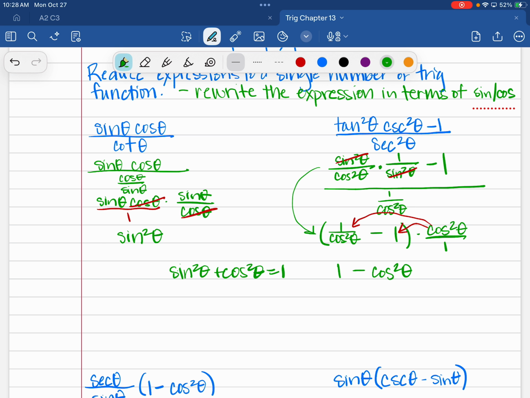If I try to rearrange that so that it looks like this, 1 minus cosine squared, that would be the same as if I subtracted my cosine squared from both sides. And I get sine squared equals 1 minus cosine squared. Well, so now I know that 1 minus cosine squared is the same thing as sine squared. That is my final answer. All of that stuff up here simplifies down to simply sine squared.